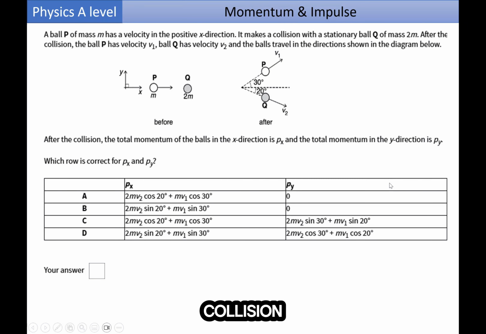So it says after the collision, the total momentum of the balls in the x direction is rho x, and the total momentum in the y direction is rho y. Which is correct for rho x and rho y? So we want to work out after collision. So we look at this scenario here.